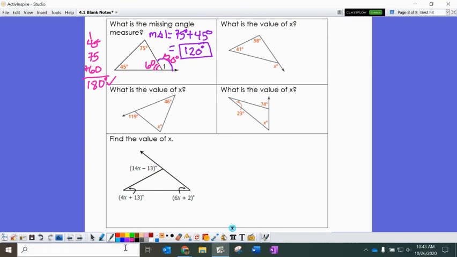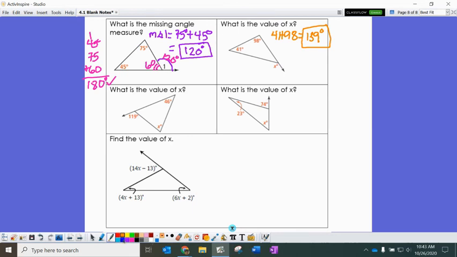All right, let's try a couple more. So what is the value of x? Well, it's the exterior angle, so I know it's going to equal the sum of the 2 remote interiors. So 41 plus 98 equals 139. Now it's important to remember that all of our angle measures need the degree symbol. It's fine if while you're working the equation you don't have them on it, but when you go to box your final answer, you need to make sure you have your degree symbol there.